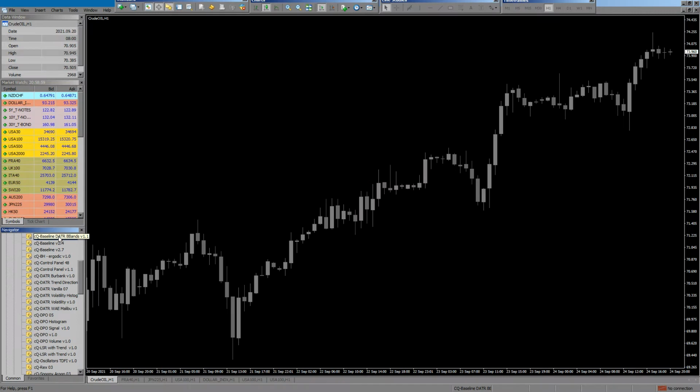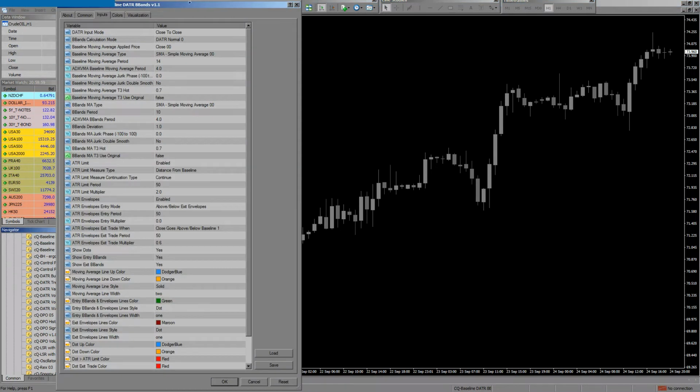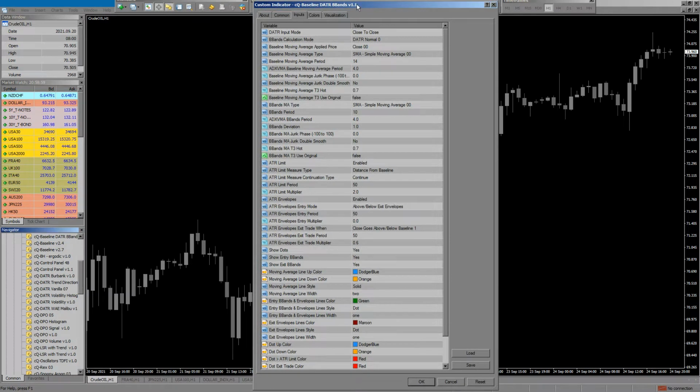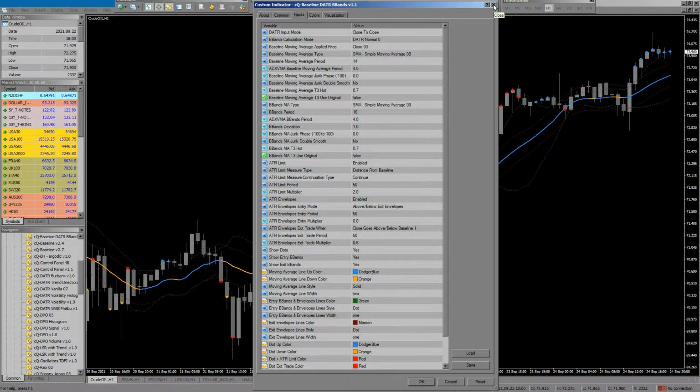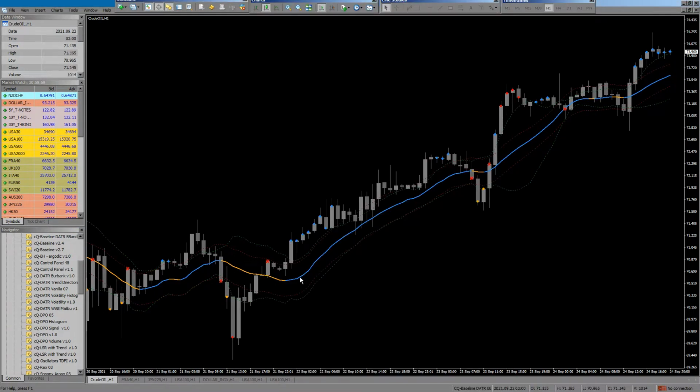This video is going to be about the cQ-Baseline DATR BBands indicator. Go to the chart. This is version 1.1, so I've added a few things and fixed some things. It's still the same idea where you have a moving average and then an envelope, which is the red line, and then this green line is some Bollinger Bands.